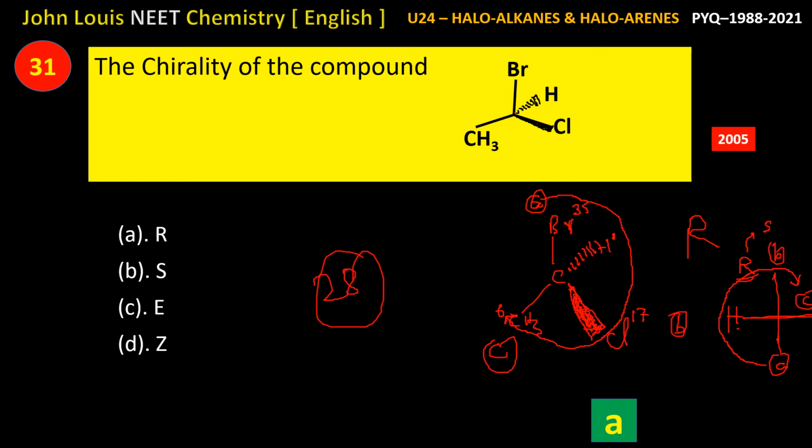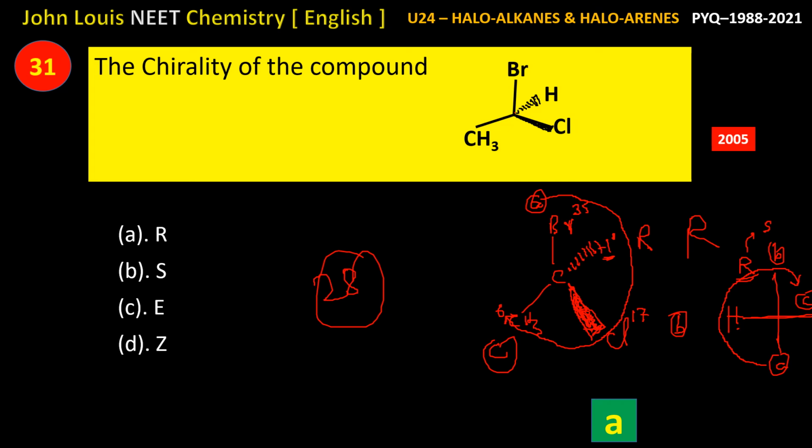So hydrogen is at the back side. Always the lower priority is at the back side. We have to take it as it is. So here hydrogen is the lowest priority, so it is pointing backwards. Therefore, we have to take exactly the same order. See, A, B, C is moving in the clockwise direction. Therefore, it is R. It is R configuration only.